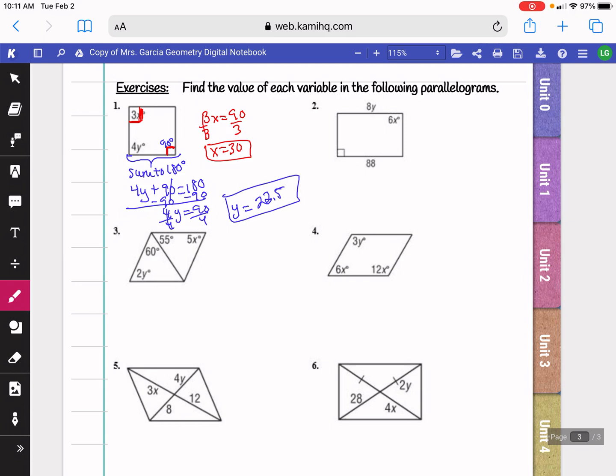In example 2, I'm going to begin with the sides. So we know opposite sides are congruent. So 8y equals 88. And if we divide by 8, we get 11 for y.